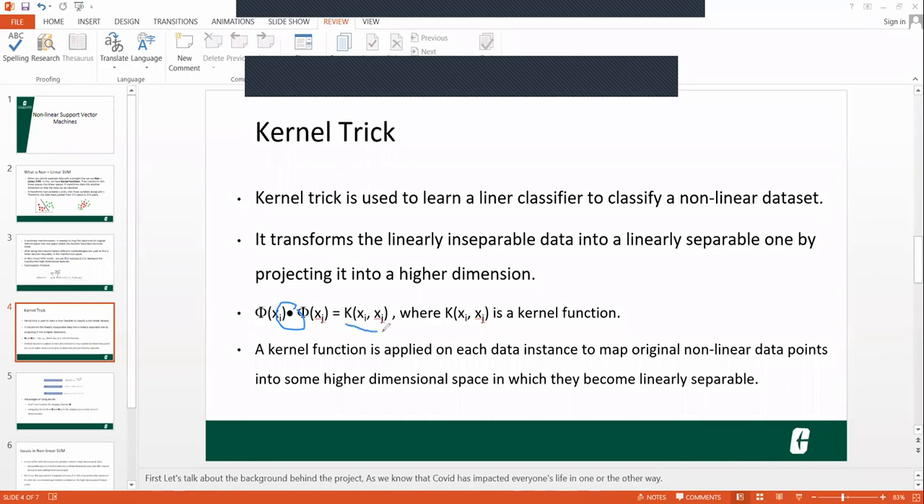The K of xi, xj represents the kernel function. The kernel function is applied on each data instance to map original nonlinear data points into some higher dimensional space in which they become linearly separable.